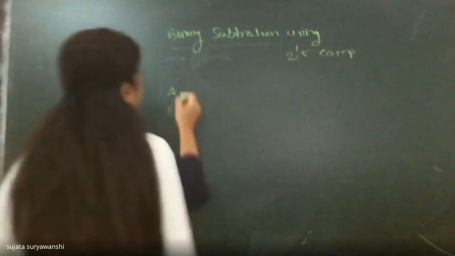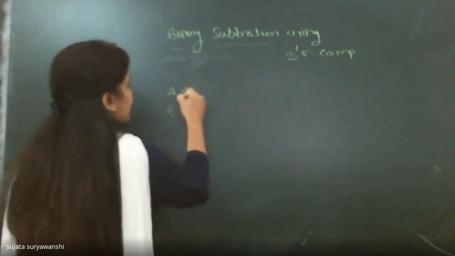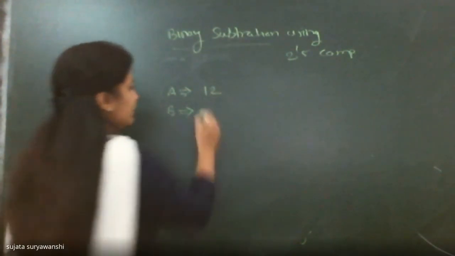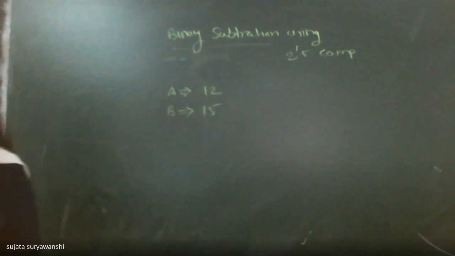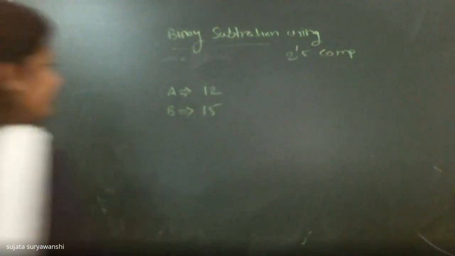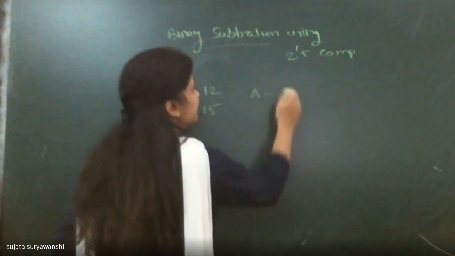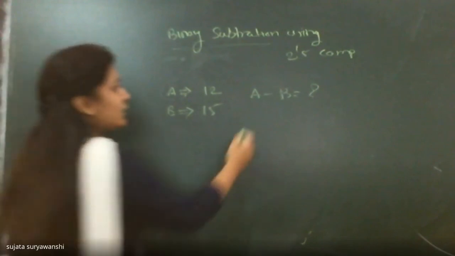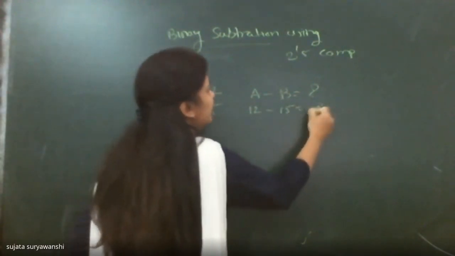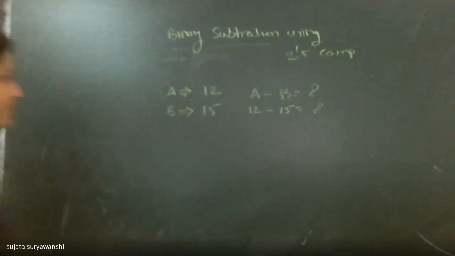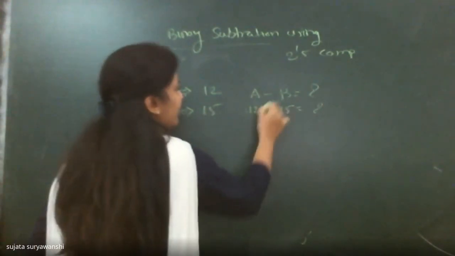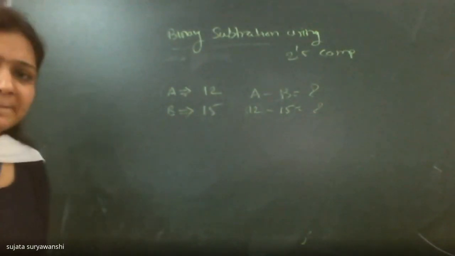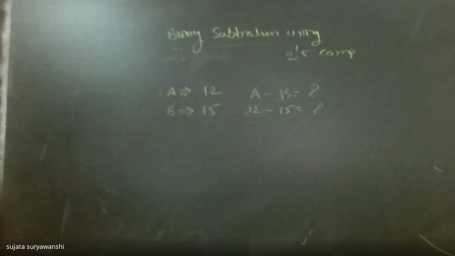Suppose A is equal to 12 and B is equal to 15, and you want to perform A minus B. Can you tell me how to perform it? Here A is the smaller number and B is the larger number, 15. You have to find the 2's complement of which number, 12 or 15? Yes, 15.